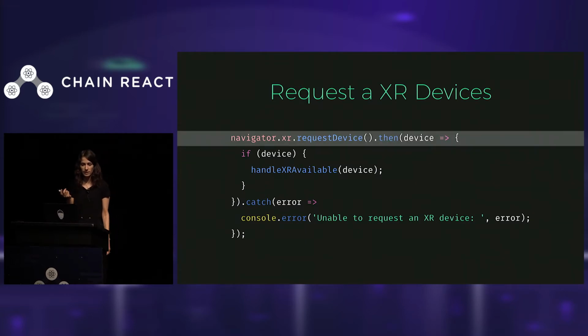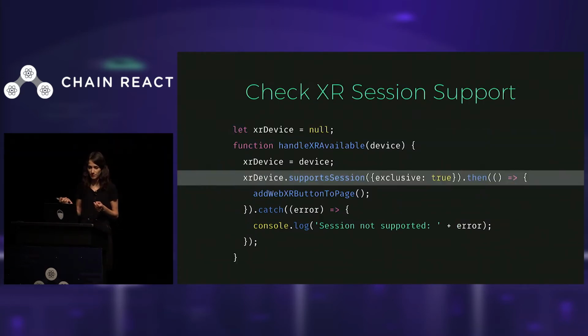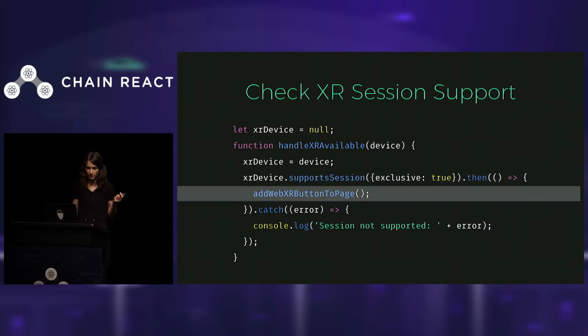And to request the XR device, we use the Navigator XR object that has a list of XR devices. And the request device method returns a promise that is resolved with the default device, if there's one available. With the returned default XR device, we can now use the method supportsSession to check if the default XR device actually supports the so-called exclusive sessions, which means we require a headset to draw on. And if the device is a VR headset where we can draw on stereoscopically, the promise gets resolved.